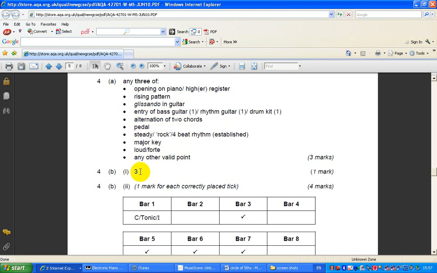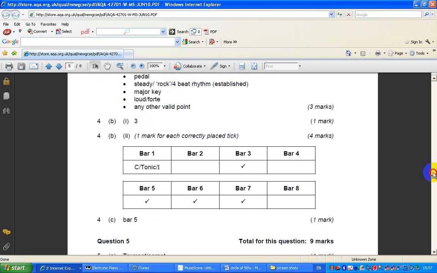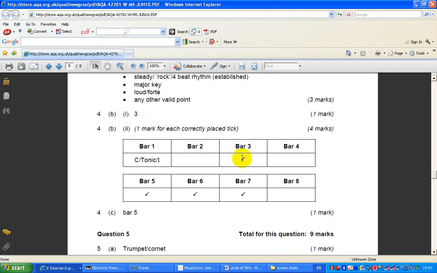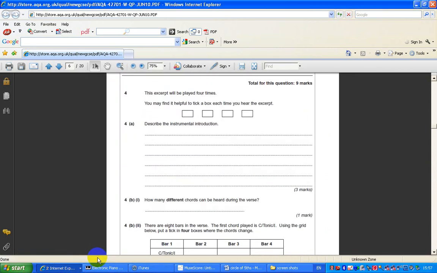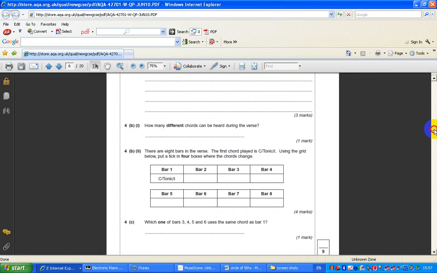For the chords used, there were 3, and for question B, bars 3, 5, 6 and 7 were the bars where the chords changed, and bar 5 used the C chord. So just go back to our paper again, so we can see that in question 4C, which one of bars 3, 4, 5 and 6 used the C chord used in bar 1.